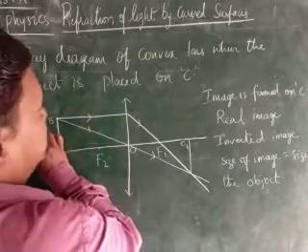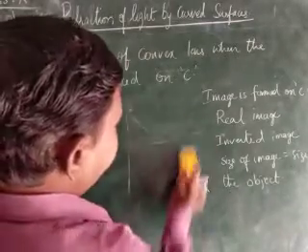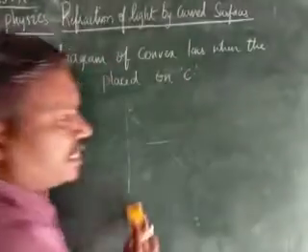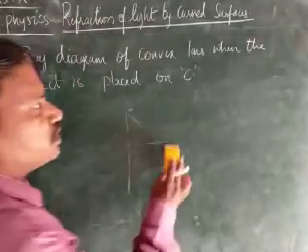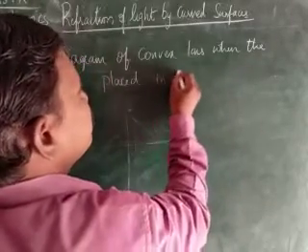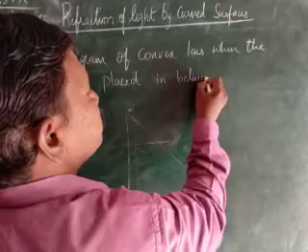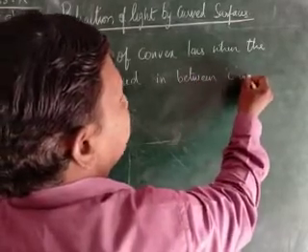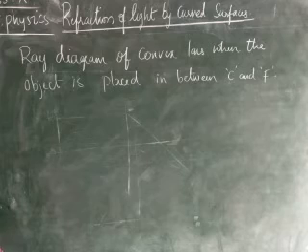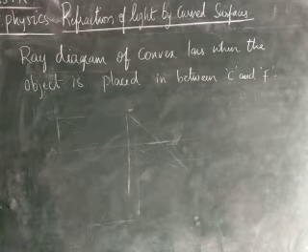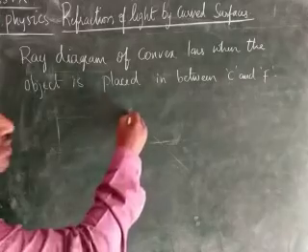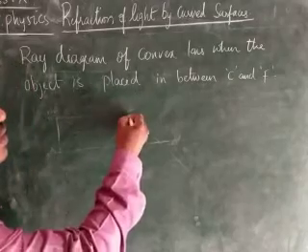Okay children, right. Next, we completed the object placed at infinity, beyond C, and on C. Next, when the object is placed in between C and F. Children, see the ray diagram of the convex lens when the object is placed in between C and F. Now look here, children.